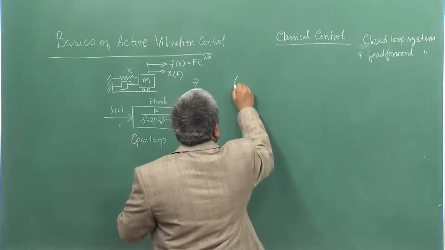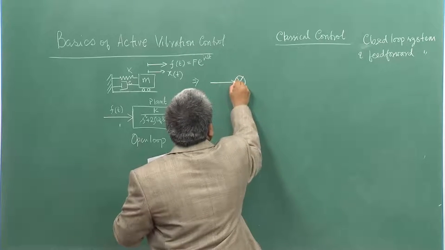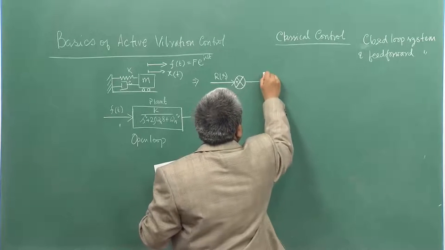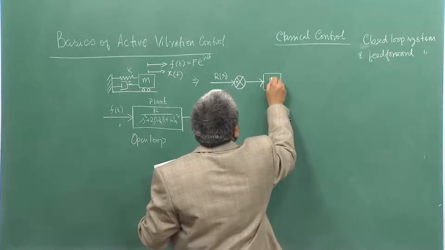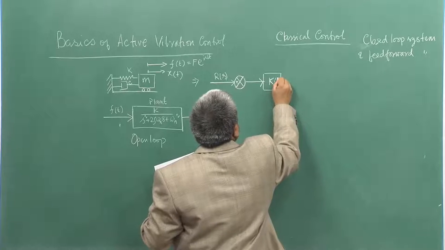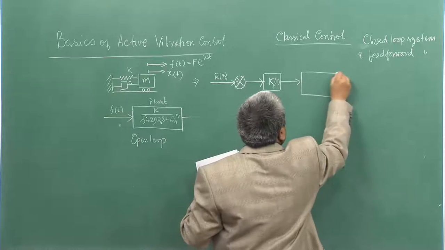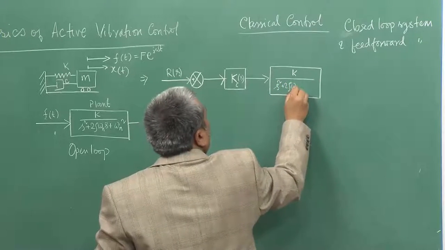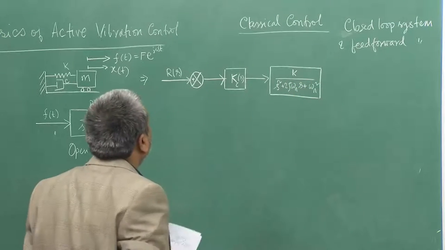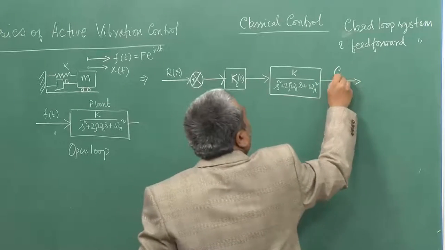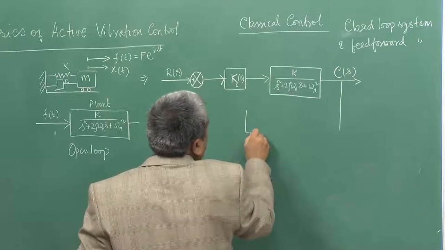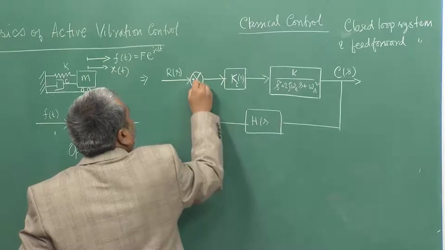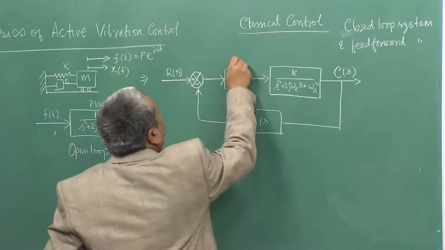So one possibility is the one which we will be discussing most: you have a reference signal R(s), let us say positive, and you have a controller here, let us call it K(s), and then we have the plant here. That plant is K over s square plus 2 zeta omega n s plus omega n square, and then that is the output. We will call the output C(s), and then we have a sensor here, that is H(s), and we are taking that sensed signal back, with a negative feedback control. So keep in mind that this is the controller.